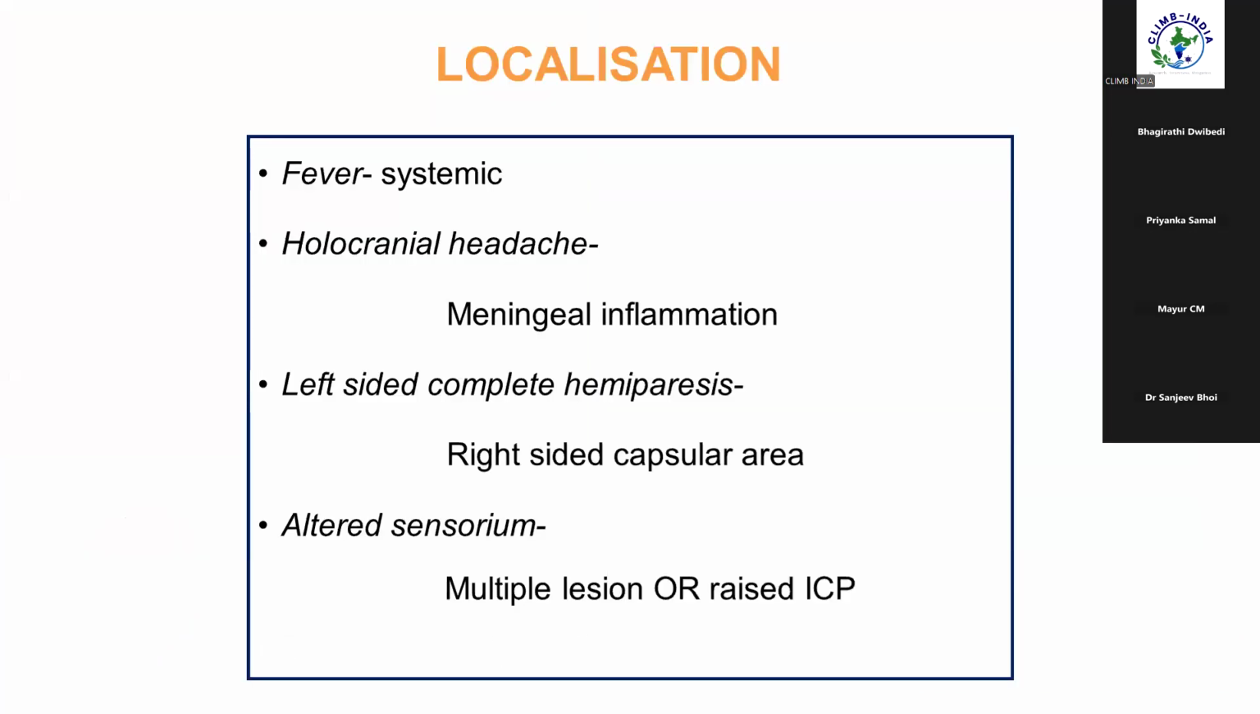We would localize the symptoms as follows. The fever was thought to be mainly systemic, and the holocranial headache was mainly due to meningeal inflammation. The left hemiparesis, since it was dense, probably localized to the right internal capsule, and the altered sensorium was due to raised ICP or multiple lesions in the brain.